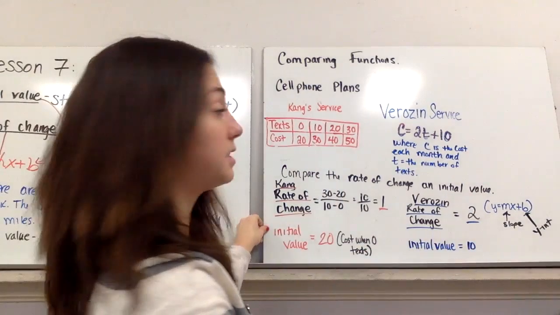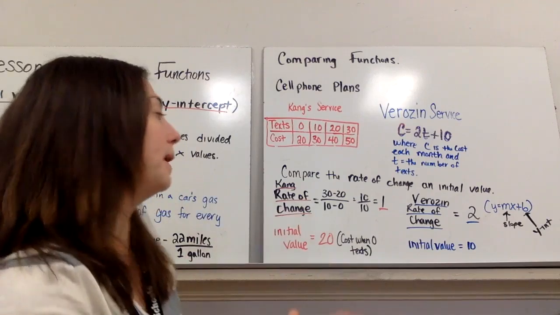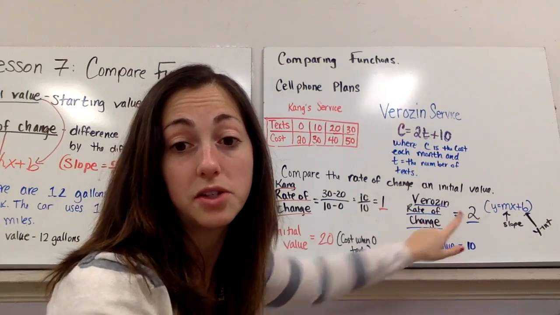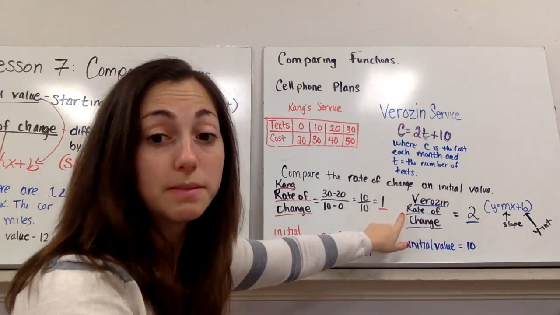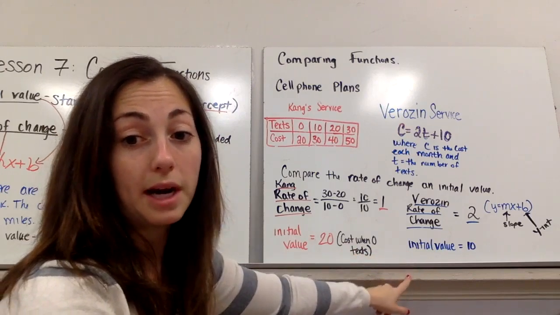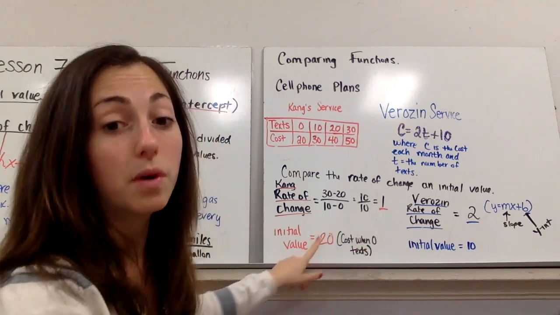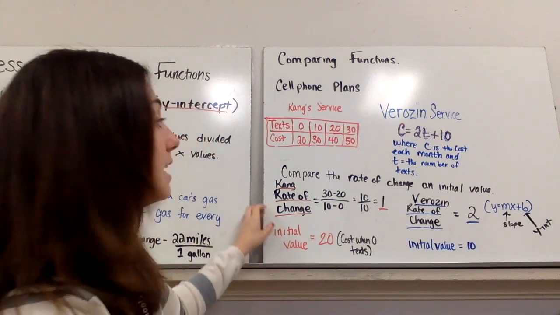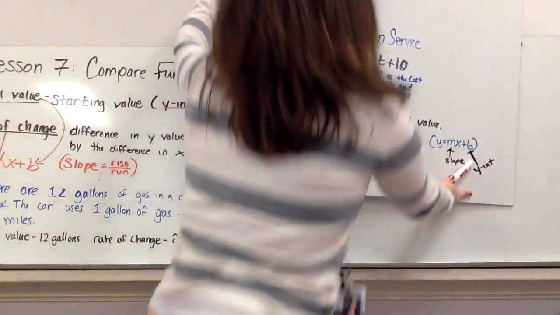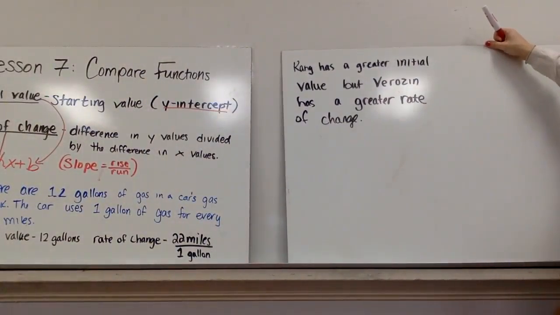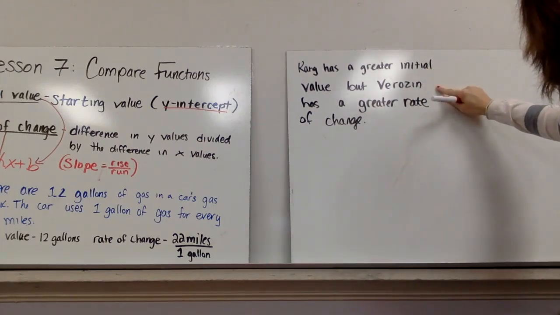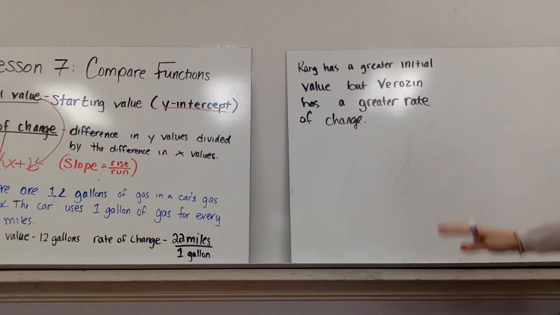So we have to compare these two values, right? So you're looking here, compare it. Well, at the rate of change, Kang's rate of change is 1, Verizon's is 2. Verizon's rate of change is bigger. Kang's initial value is 20, Verizon's initial value is 10. So Kang's is bigger, and that's what we're stating when we compare. So that's what you're seeing here. Kang has a greater initial value, but Verizon has a greater rate of change. Now we'll do some practice.